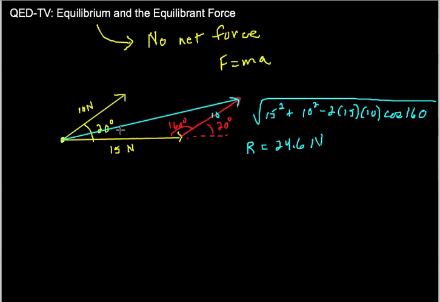And I want to figure out which way this vector is pointing. So I want to figure out this angle right in here, theta. A lot of times we'll use the law of sines. It's a nice easy ratio of the sine of an angle over its opposite side.